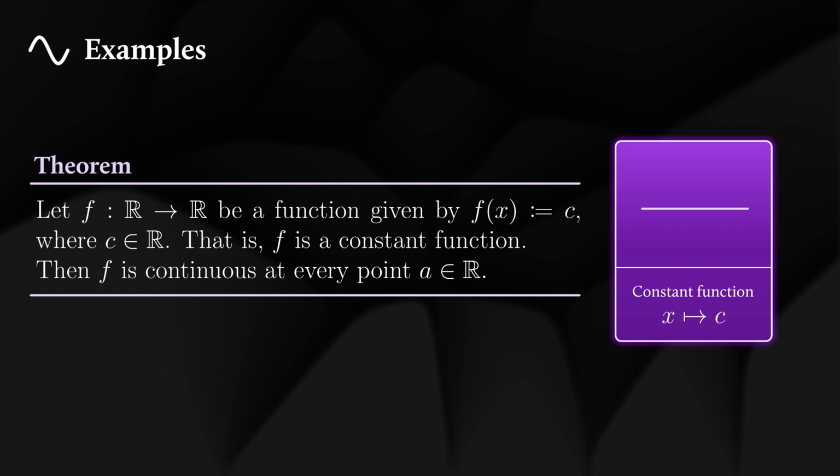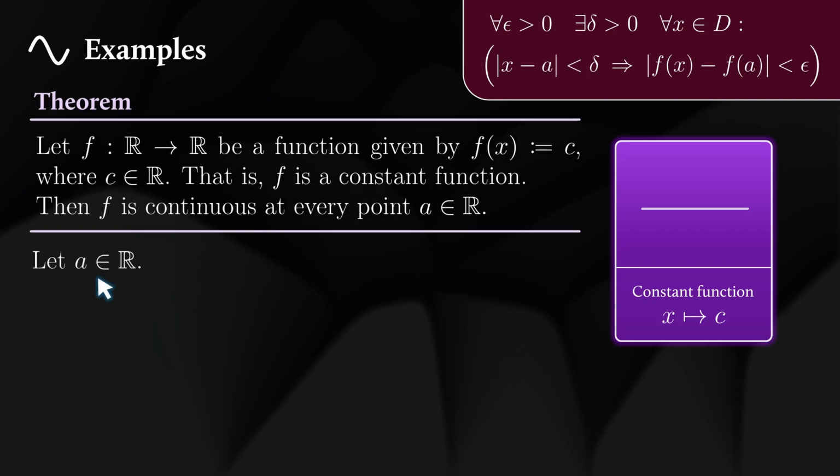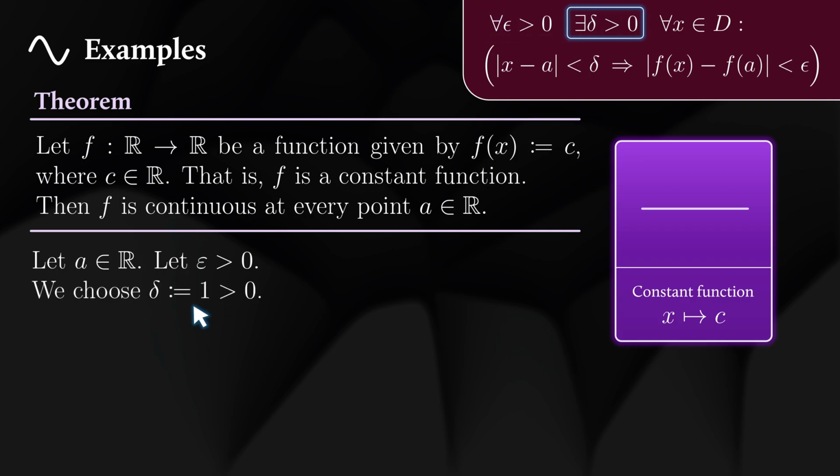Then, my claim is that f is continuous at every point a of the real numbers. Let's prove that with the help of the epsilon-delta criterion. So let a be a real number, and let epsilon be a positive number. Then there exists a delta, so we can choose that delta however we like, and you will see why 1 makes sense. And that delta has to be bigger than 0, well, 1 is bigger than 0.